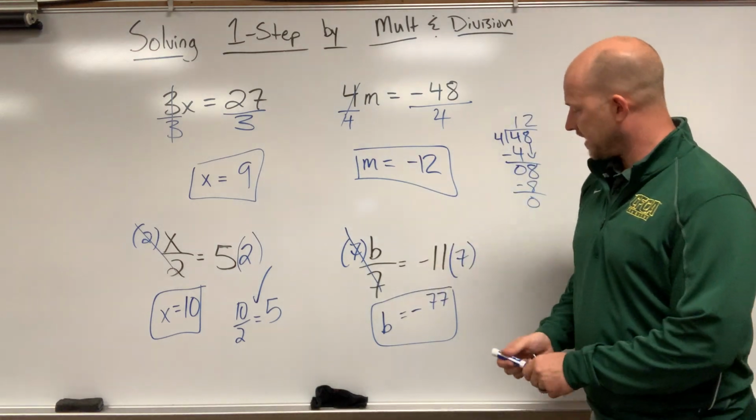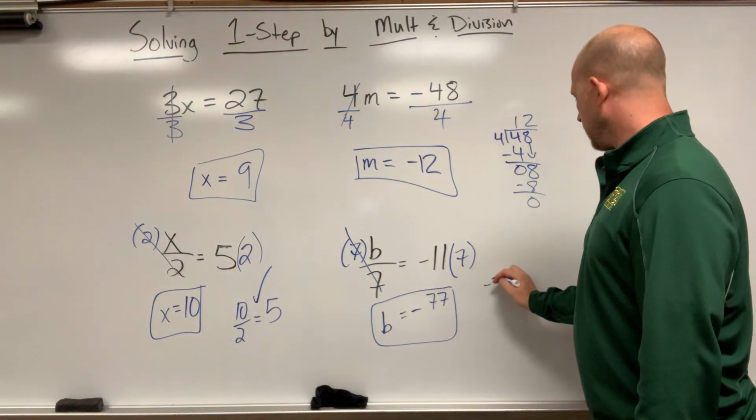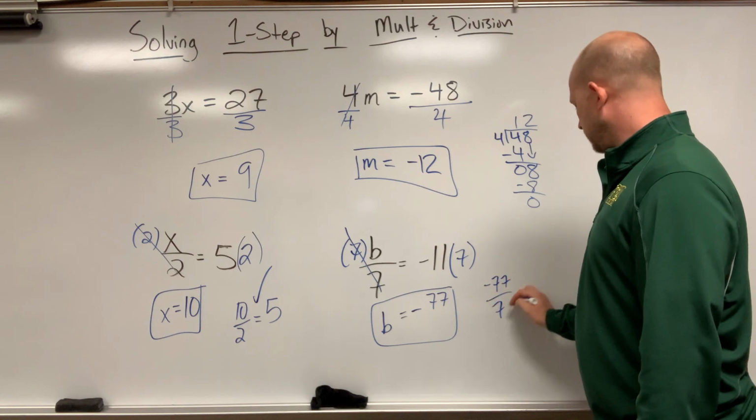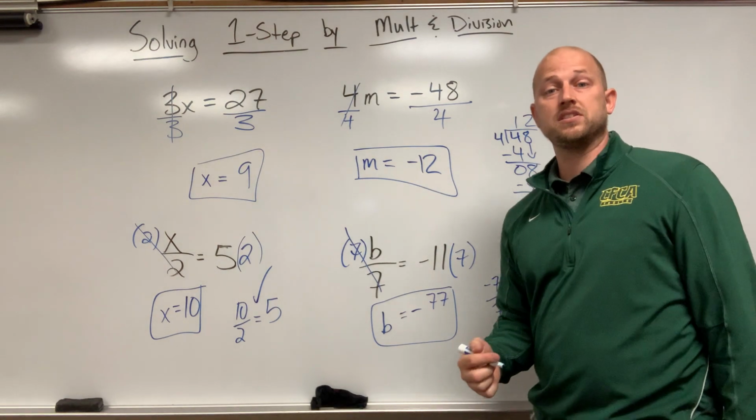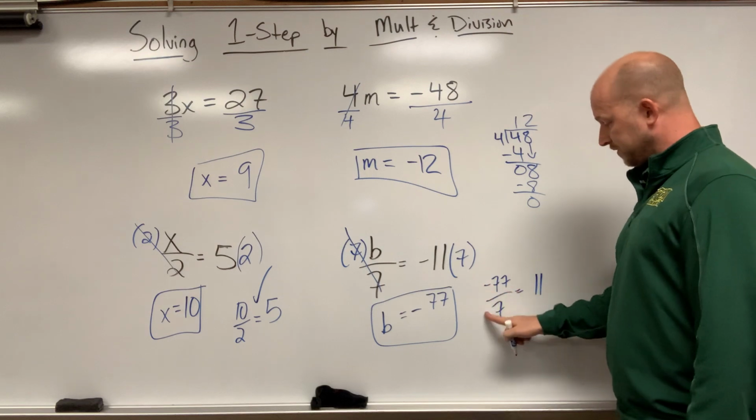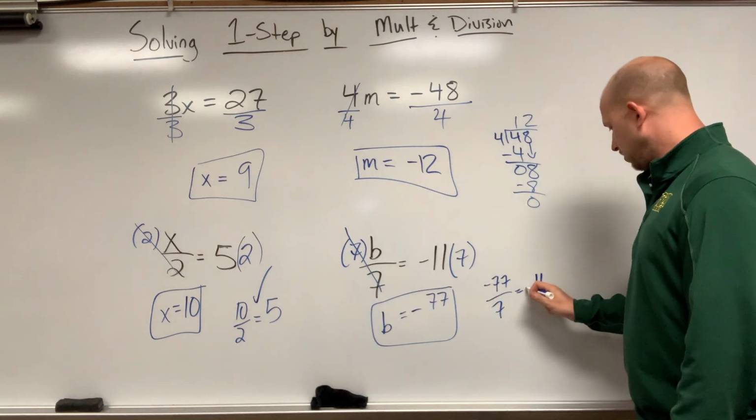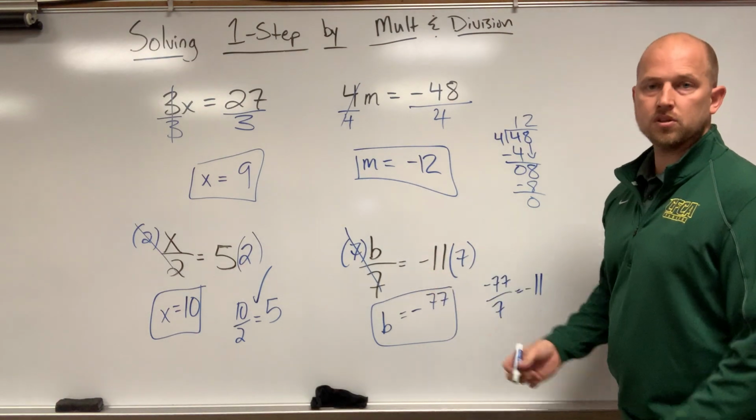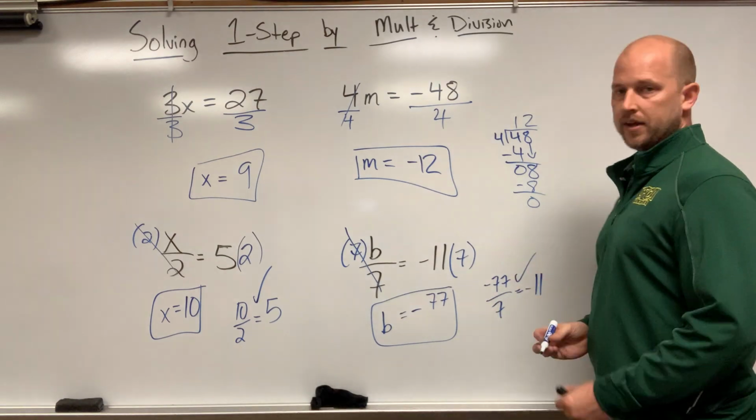Double check real quick. What is negative 77 divided by 7? 7 goes into 77 11 times. Different signs when you're dividing or multiplying is always negative. Look at your original, and that is correct, so then you know you did it right.